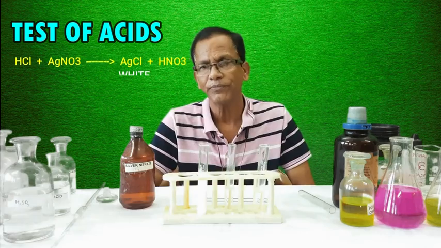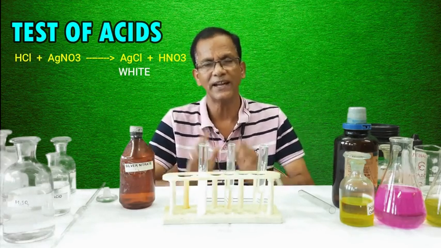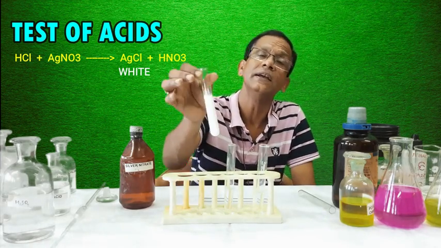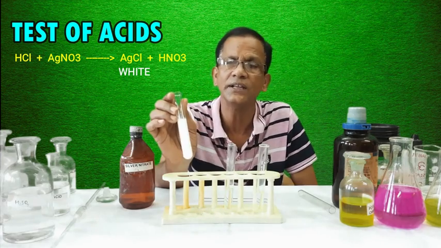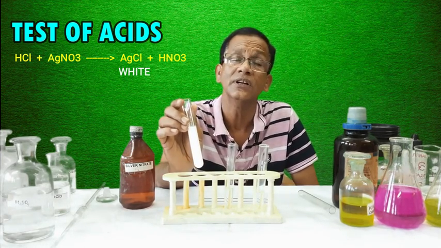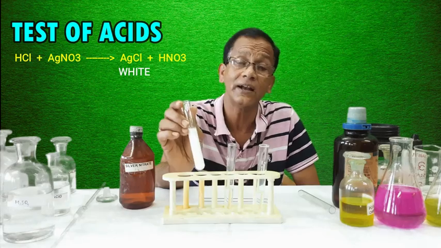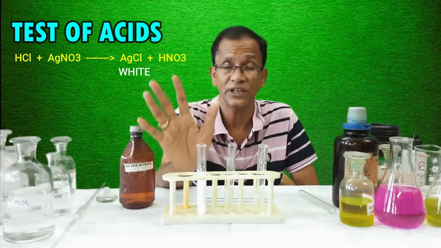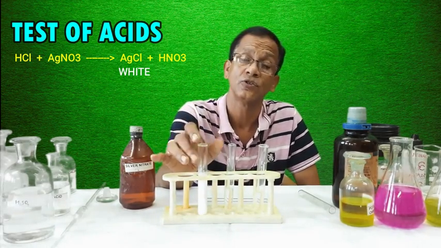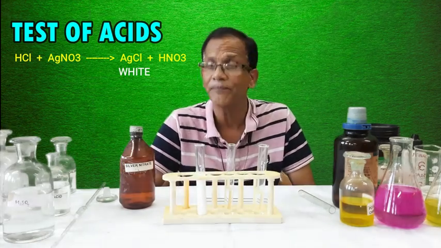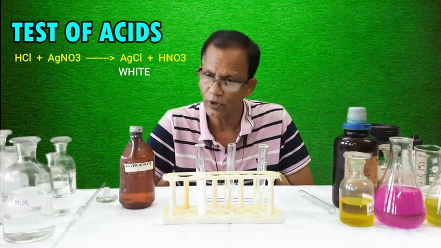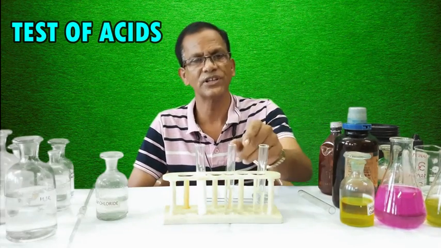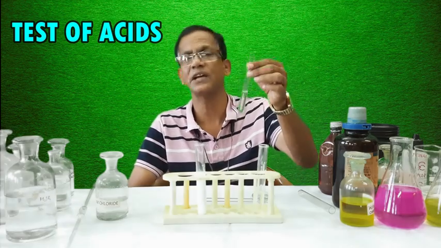So what happens here? Silver nitrate solution reacts with hydrochloric acid and produces silver chloride. This silver chloride is white and water insoluble. That's why it is obtained as a white precipitate. That indicates the acid solution is hydrochloric acid. So the test for hydrochloric acid is silver nitrate solution. Okay? Similarly, for sulfuric acid, this is dilute sulfuric acid.